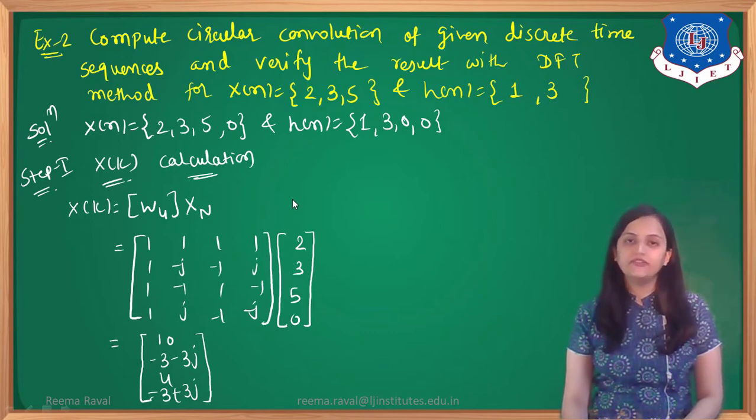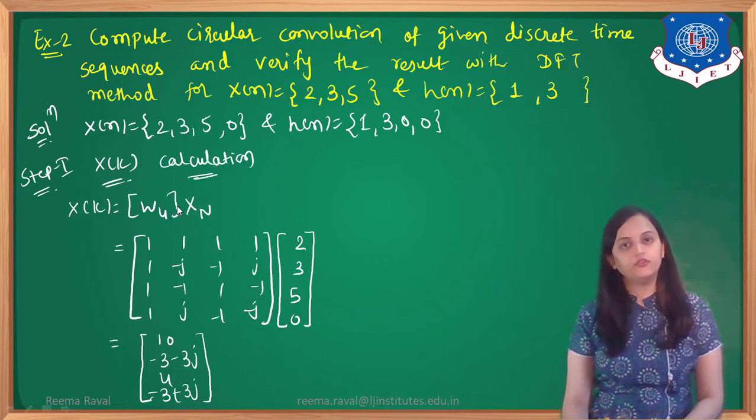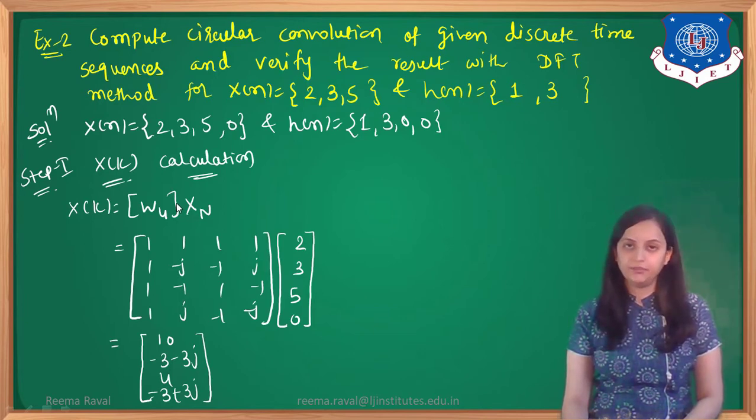We know that to use the DFT and IDFT method for matrix, we need to have 4 values. So we will take x of n equals 2, 3, 5, 0. We are inserting a fourth element having value 0. And here we will use 2 zeros, which will give h of n equals 1, 3, 0, 0. So step 1 is to find x of k and h of k. Then we will multiply x of k and h of k to get y of k. And then we will use IDFT to get y of n from y of k, as we have done for the previous example. So first of all, let us find x of k.